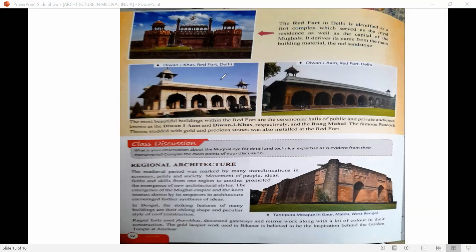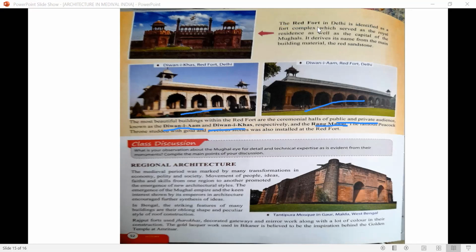Now, going to the next picture, which shows two pictures: Diwan-i-Khas, Red Fort Delhi, and Diwan-i-Am, Red Fort Delhi. So one is white, one is black. What's the reason behind it? The most beautiful buildings within the Red Fort are the ceremonial halls of public and private audience, known as Diwan-i-Am and Diwan-i-Khas, respectively.